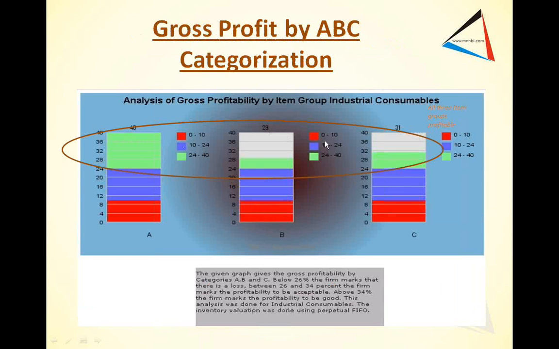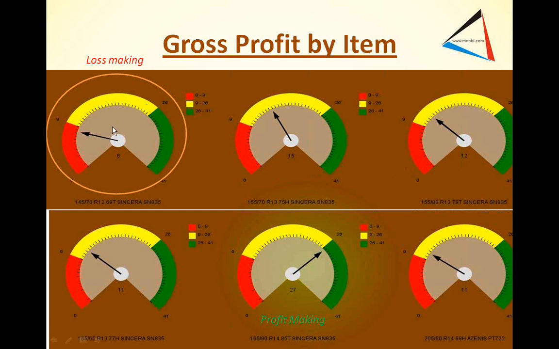Then within the industrial consumables, we look at ABC categorization. So we see what has been the total sales for category A, category B, category C. So below 9% is the red mark. Between 9 and 24% is the acceptable, and above 24% is the green, which is the nice spot. So as you can see, all these three are doing quite well. But then we go down further.